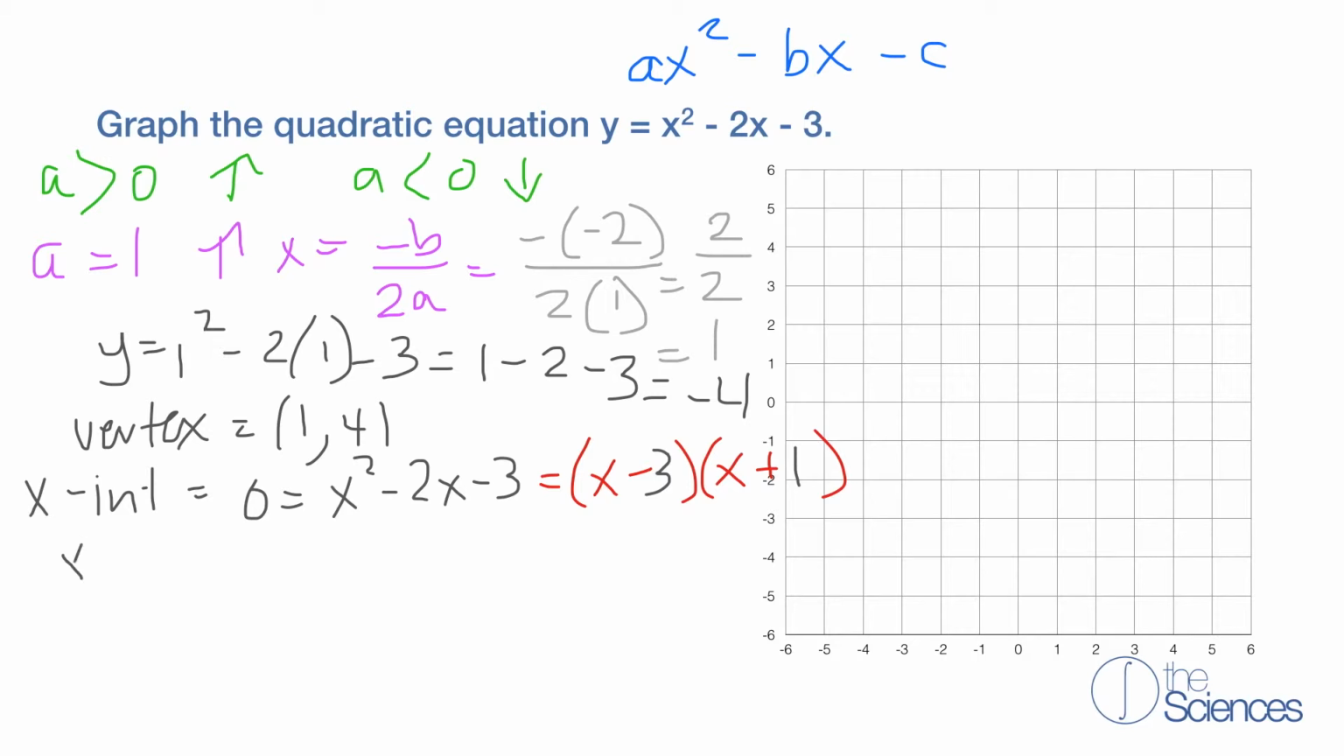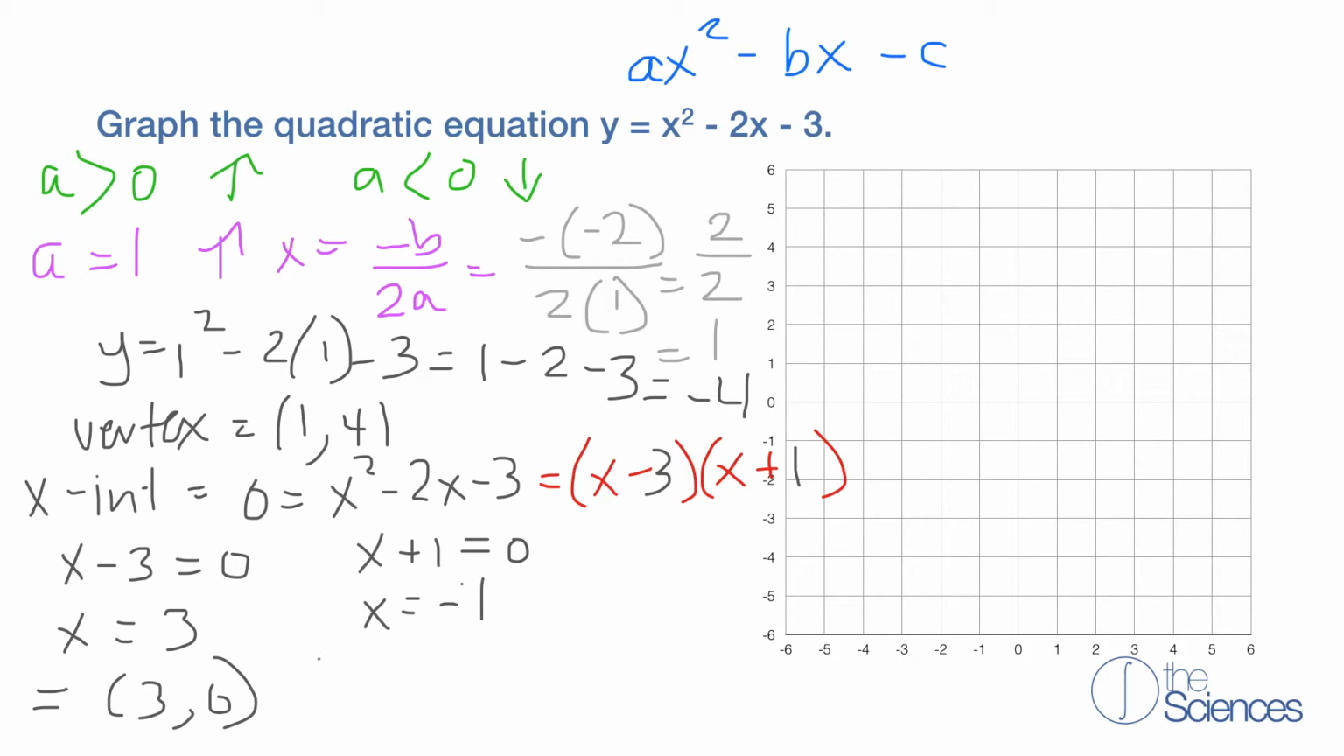So now we're going to solve each term, set each term equal to 0, and solve for x. So here we have x equals 3, and here we have x equals negative 1. So our x-intercepts are at points 3, 0, and negative 1, 0.